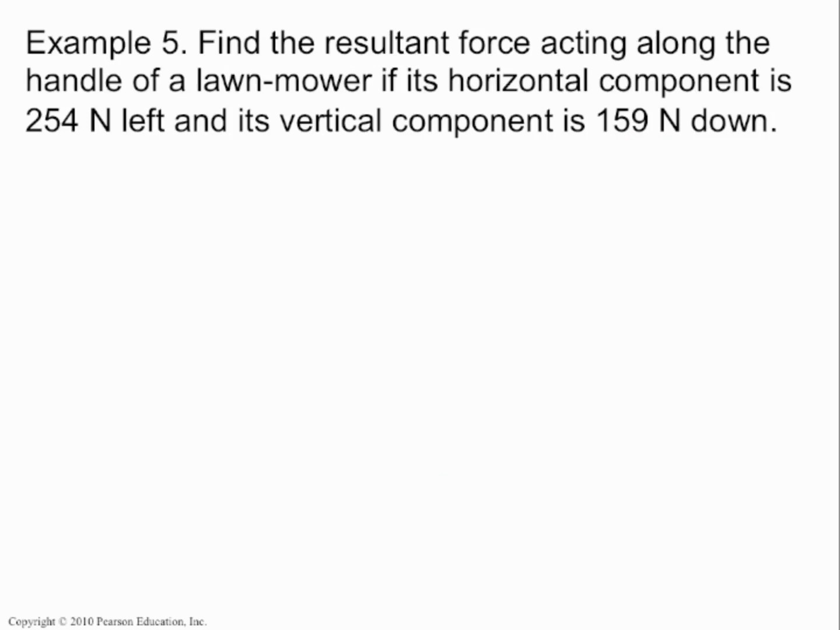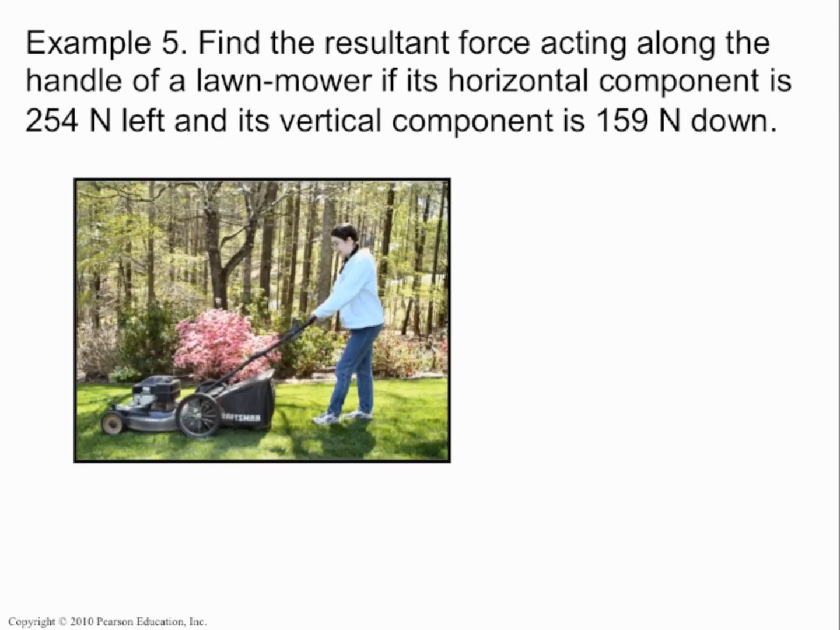Example 5. Find the resultant force acting along the handle of a lawnmower if its horizontal component is 254 newtons left and its vertical component is 159 newtons down. Okay, so again, helping you with the sketch. Remember, in the future, you'll be doing sketches on your own, but this is just to get you warmed up. So we're talking about the lawnmower handle, right? And the force is acting right along the handle. It's a diagonal force at an angle theta that we need to find.